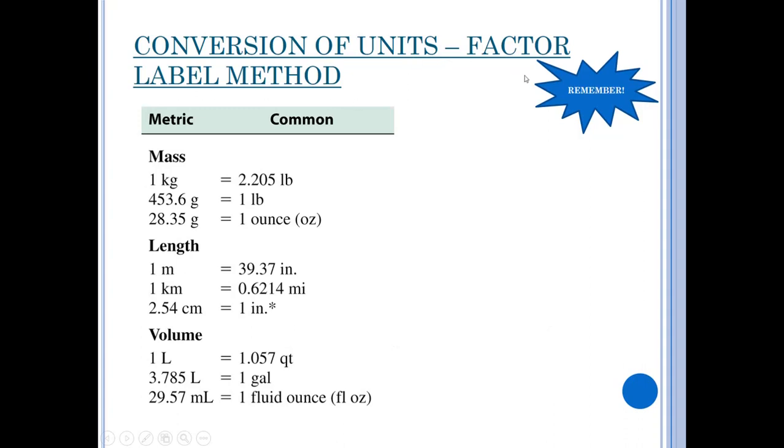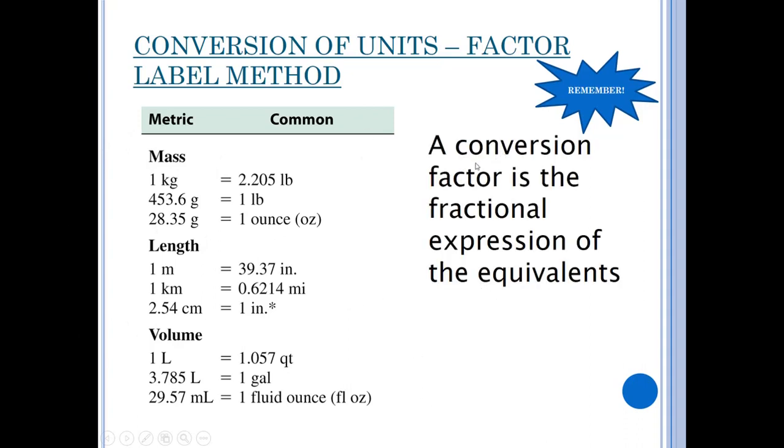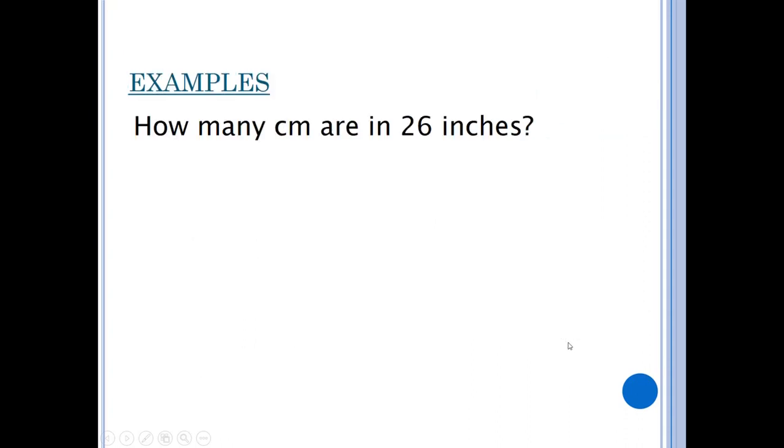Okay, conversion of units and the factor label method. Here are the conversion factors for mass, length and volume. So here you need to memorize. A conversion factor is the fractional expression of the equivalence. This is fixed. Here is 1 in divided by 2.54 cm, or 2.54 cm divided by 1 in. It depends on how you want to cancel the unit.